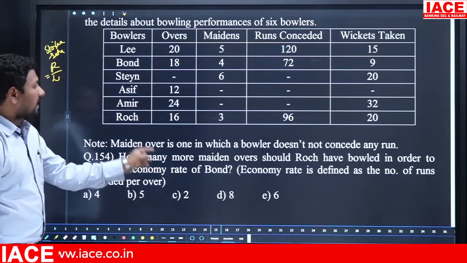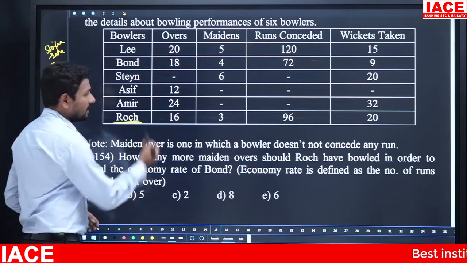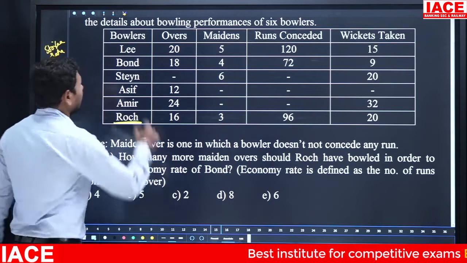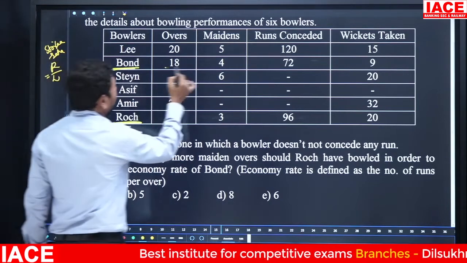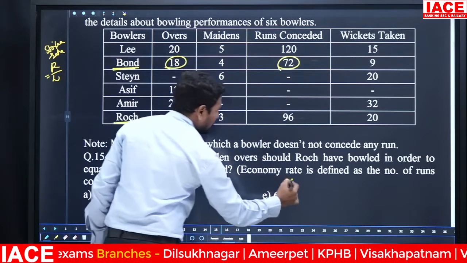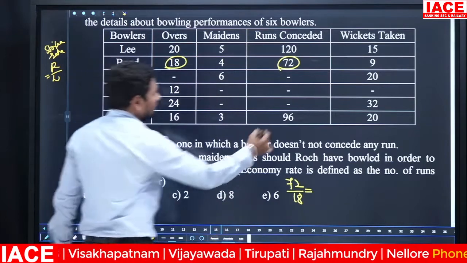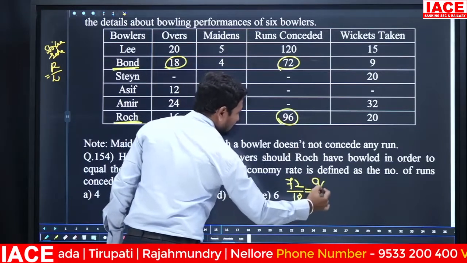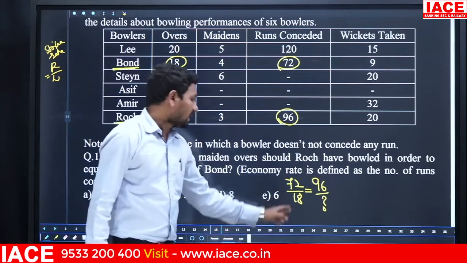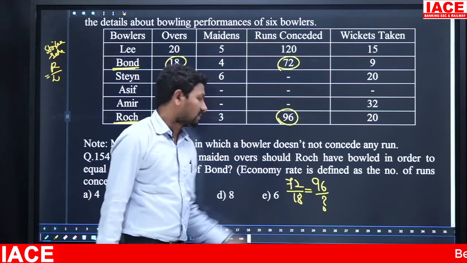How many more maiden overs should Roach have bowled in order to equal the economy rate of Bond? Bond's economy rate is how much? How many overs are completed? 18. And how much score is given? 72. So 72 by 18. Then Roach's economy should be equal to his economy: 72 by 18 is equal to 96 by how many overs he can play.